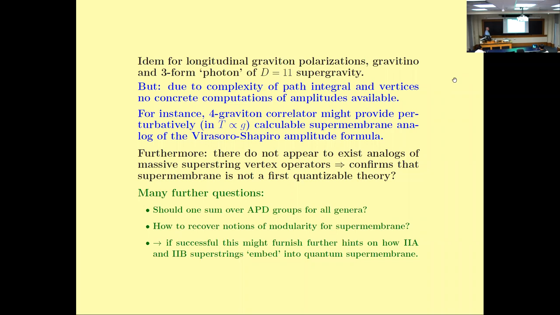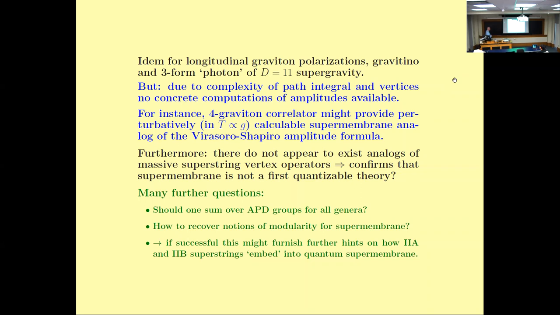So in principle, we can now sit down and start doing the calculation, which is something we haven't done yet, because it's technically complicated. But for instance, the four graviton correlator might provide, perturbatively in the membrane tension, a calculable supermembrane analog of the Virasoro-Shapiro amplitude of string theory. It would be interesting to see how this depends on double dimensional reduction, and how it merges with the dependence on the string tension. I should also mention that we have tried, but there does not appear to exist an analog of the massive superstring vertex operators, which would be in agreement with the fact that there's a continuous spectrum, which I cannot interpret in terms of one-particle states.